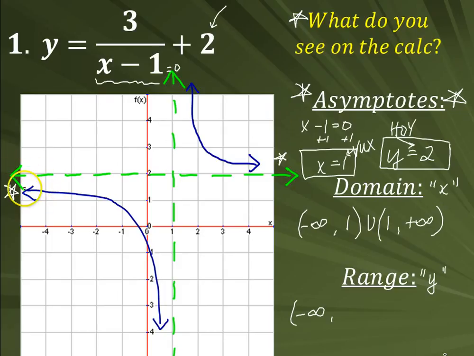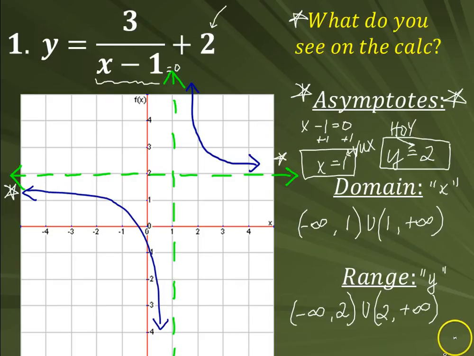So where will it keep getting closer to but never touch? Where are we at right here? 2. And then what are we going to join that with? This asymptote up here, this branch up here, starts at the asymptote. So that one starts at 2. It's never going to go below it. It starts at 2, and then it's going to keep going up. So it's going to keep going to positive infinity.